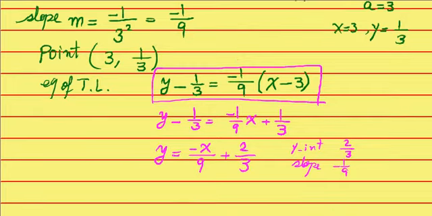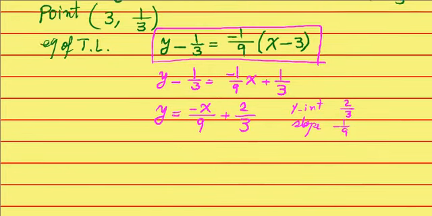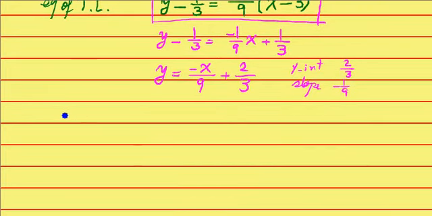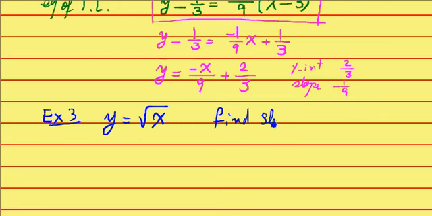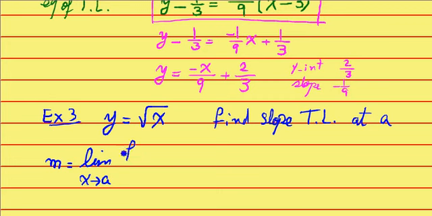Let's go ahead and quickly take a look at our next example, exhibiting some of the other tricks we need to know. Example 3. I'm going to talk about y being equal to radical x. Again, our question is find the slope of the tangent line at A. We know the drill now. Limit of x going to a of f of x minus f of a over x minus a.